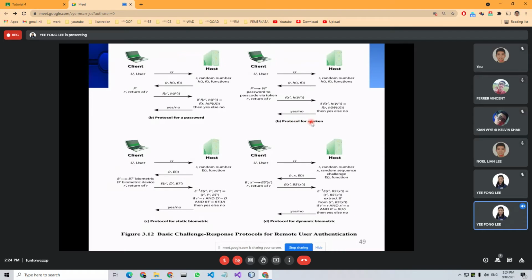So as before, a user first might transmit his or her identity to the remote host. The host might return the random number R and the identifier of the functions F and also hash. So at the user end, the token provides the password. The token could be either a static password or a one-time random password. For a one-time random password, the token must be synchronized with the host.